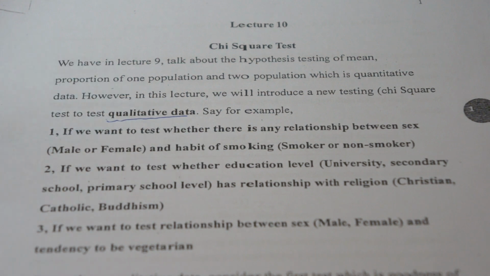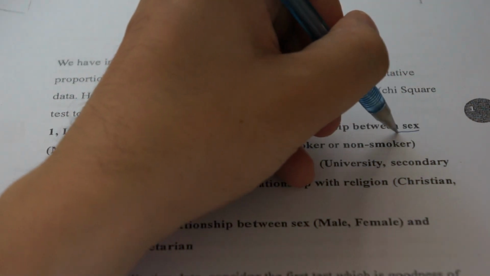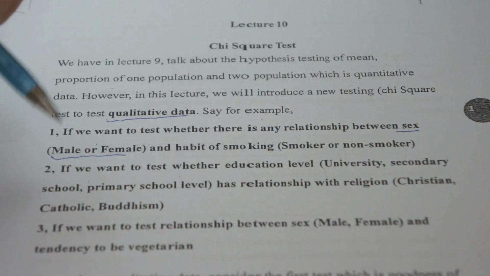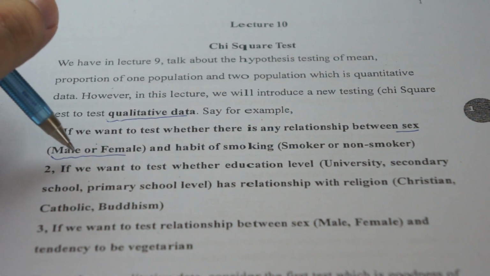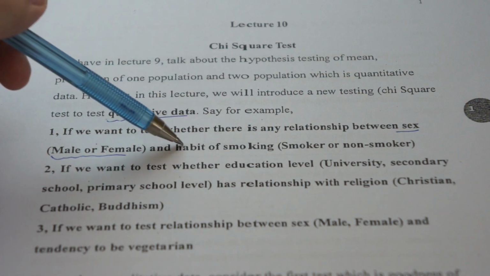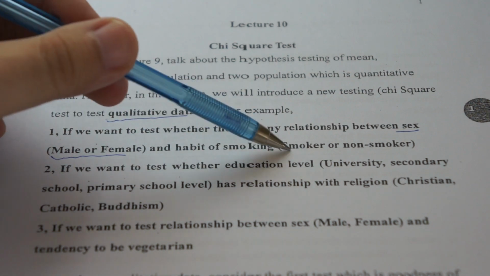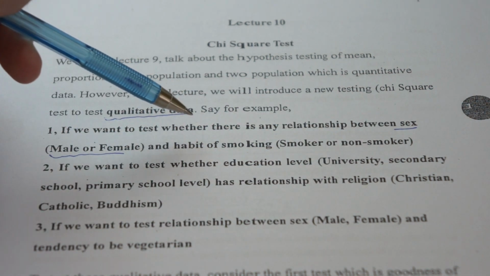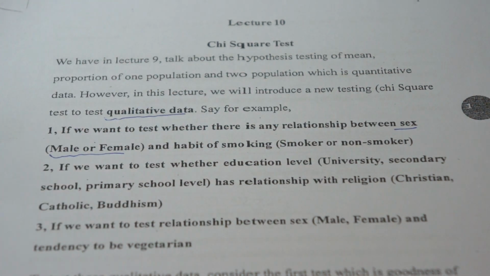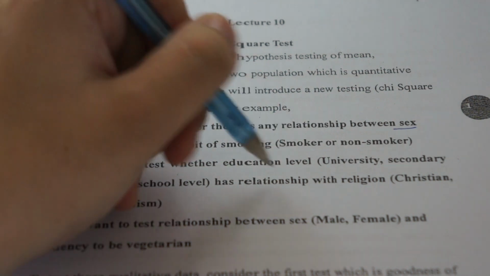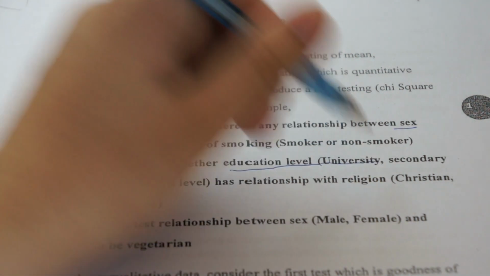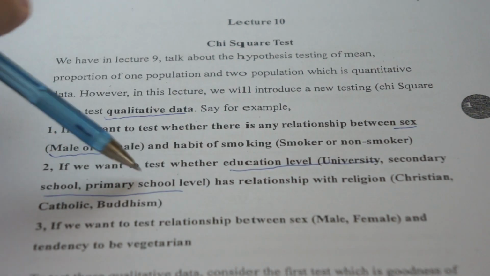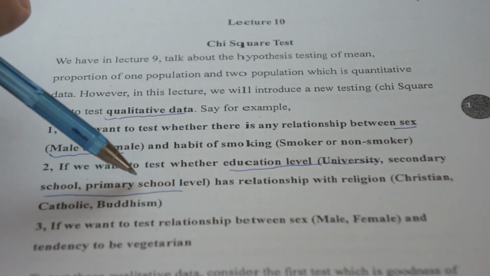For example, if we would like to test the relationship involving sex, you notice that male and female cannot be expressed using numbers. Or maybe the habit of smoking, smokers or non-smokers, which is a qualitative data set. Another example is education level, university, secondary school, primary school, which is also qualitative data that you cannot express in numbers.